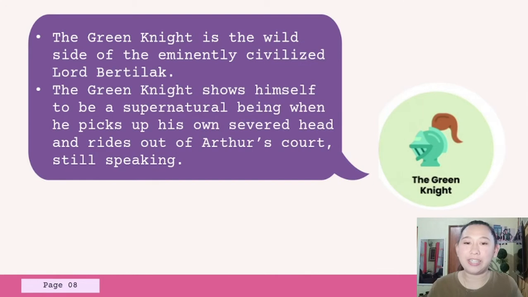The Green Knight is the wild side of the eminently civilized Lord Bertilac. The Green Knight shows himself to be a supernatural being when he picks up his own severed head and rides out of Arthur's court, still speaking. At the same time, he seems to symbolize the natural world in that he is killed and reborn as part of a cycle. At the poem's end, we discover that the Green Knight is also Bertilac, Gawain's host, and one of Morgan Le Fay's minions.